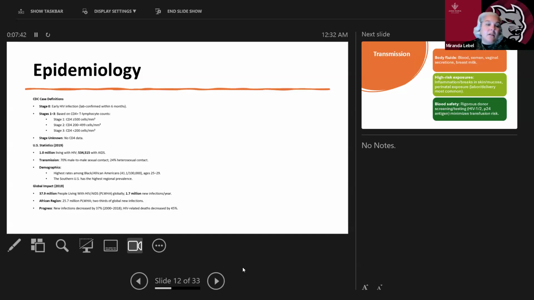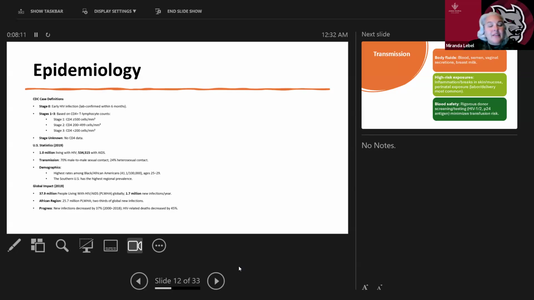1 million individuals in the United States are living with HIV. 500,000 are with AIDS. Transmission is 70% male to male sexual contact and 24% heterosexual contact. Our demographics show the highest rates among Black and African Americans, ages 25 to 29. And the southern US has the highest regional prevalence.